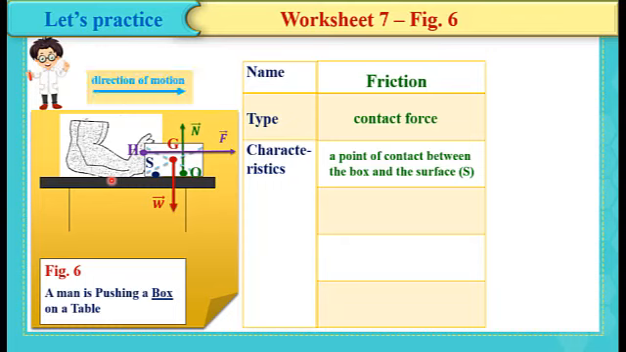Let's see the direction of motion. The direction of motion of the box is toward the right. So, the line of action of this force will be along the surface and the direction will be opposite to the direction of motion. If the direction of motion is to the right, the direction of the friction force is to the left. Let's write them. The line of action is horizontal along the surface and the direction is toward the left because it's opposite to the motion of the box. The magnitude is represented with a small f, and of course the SI unit is Newton.